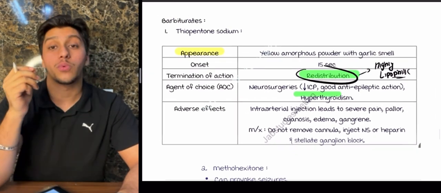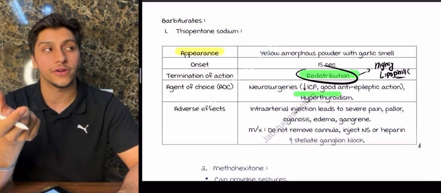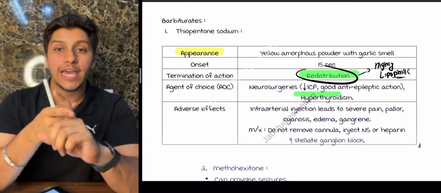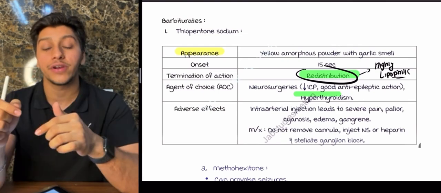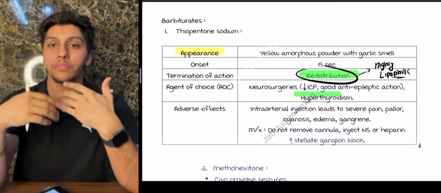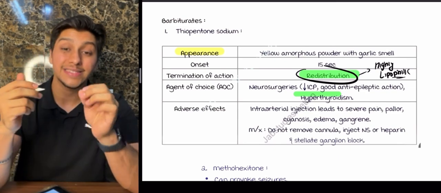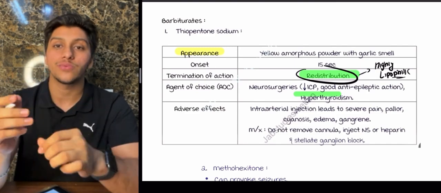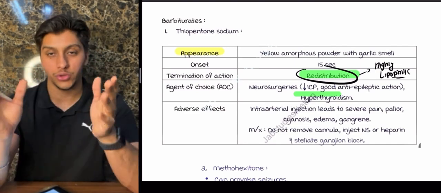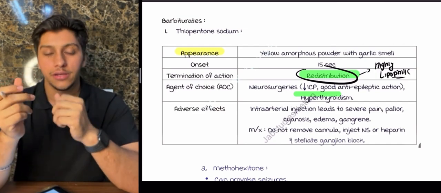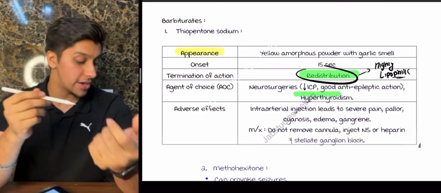Next, remember guys, why is this agent important? First of all, it is an anti-epileptic and it reduces the intracranial pressure. That is why it is preferred in any CNS surgery, any brain surgery. Second, it has anti-thyroid properties. That is why if any patient is suffering from hyperthyroidism, you can give thiopentone sodium. Now, what are the side effects? Now, usually you give this drug intravenously.